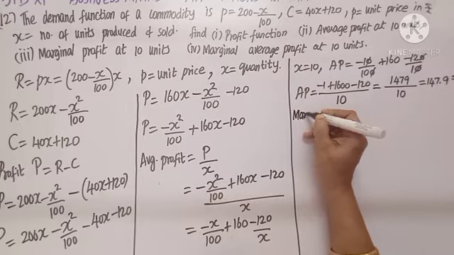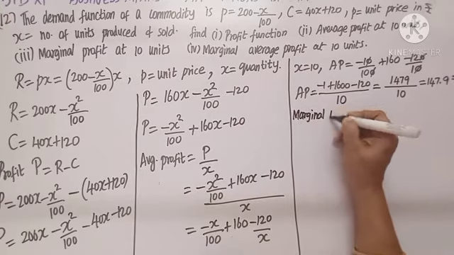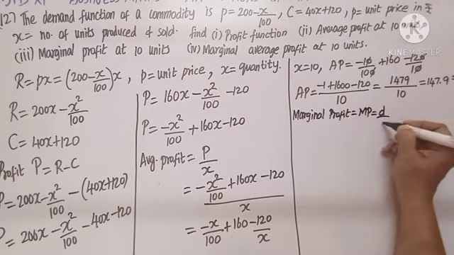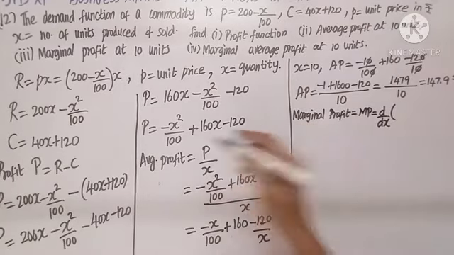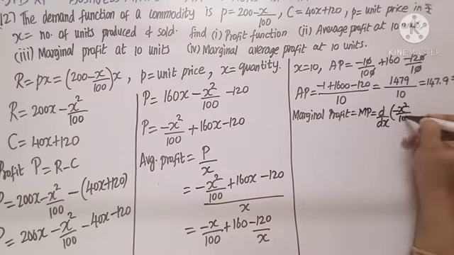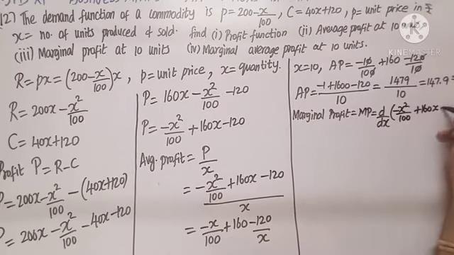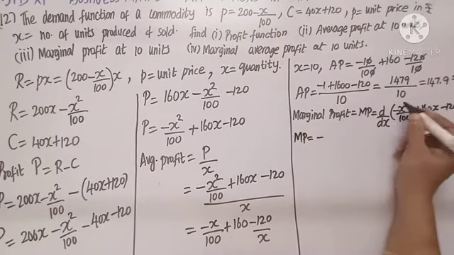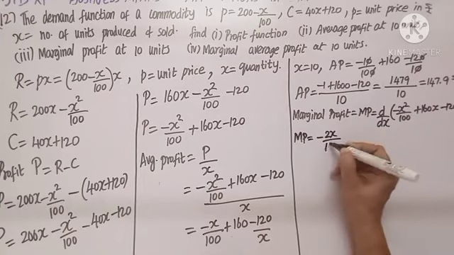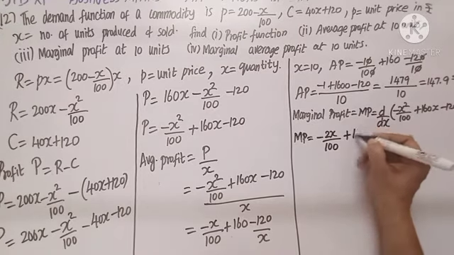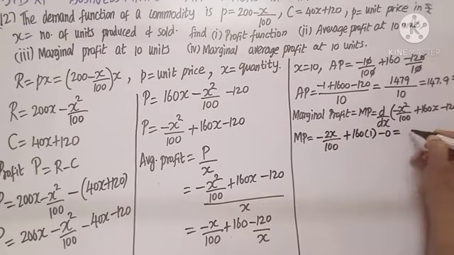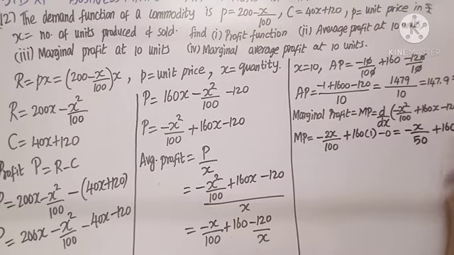The next idea, we need to find marginal profit. The word marginal tells me differentiate. So marginal profit, let us write MP, d by dx of profit function, minus x square by 100 plus 160x minus 120. MP equals minus x square becomes 2x by 100 plus 160 into x will become 1, constant becomes 0. It is minus x by 50 plus 160.